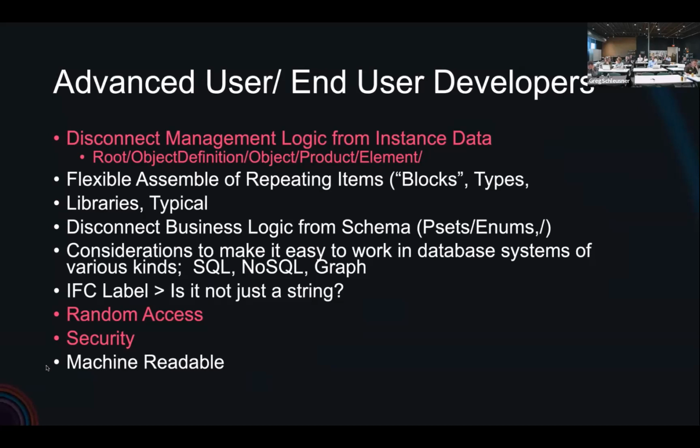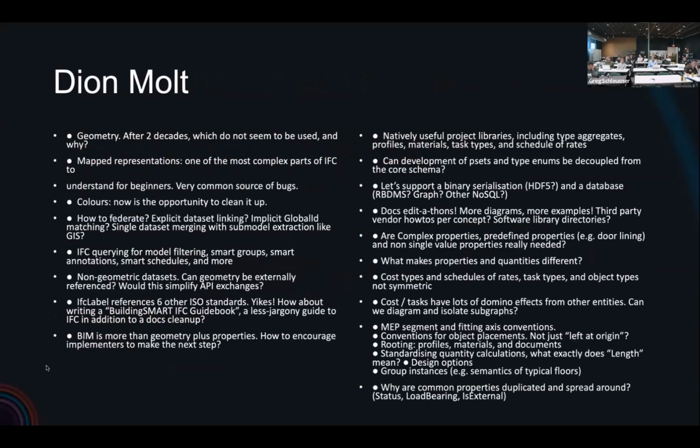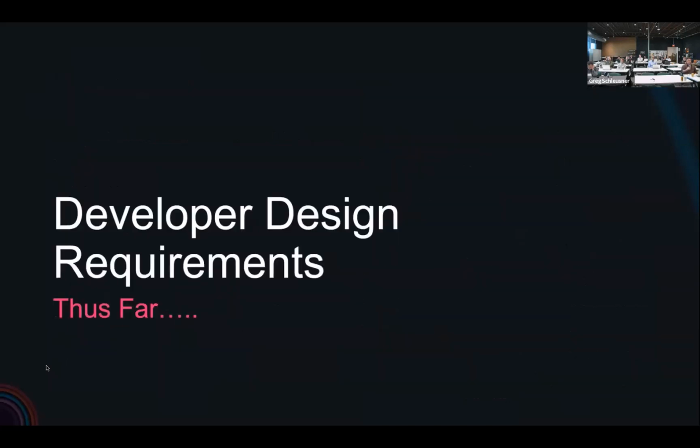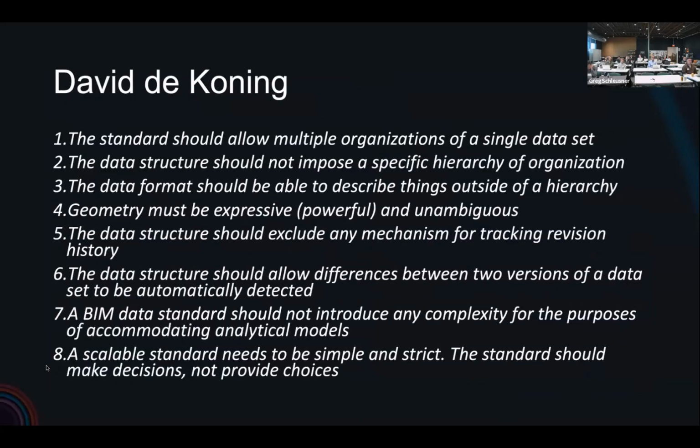Flexibility in repeating stuff. I have a little example that talks about the complexity of that. Libraries, this business logic is similar. And then making it easier to represent in different forms of storage, random access, security, and machine reading. I guess we get three. This is Dion's list, which we got from him this summer. It's a very good list, but we won't go through it because I've summarized the high points, but there's just a lot of big things in there.